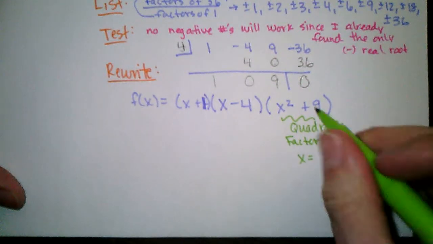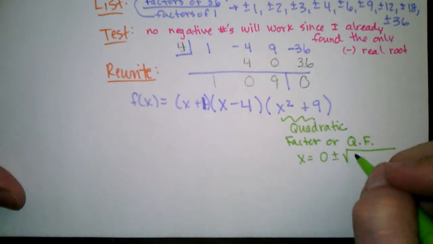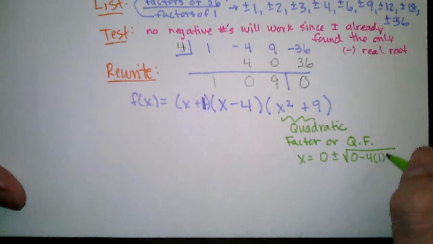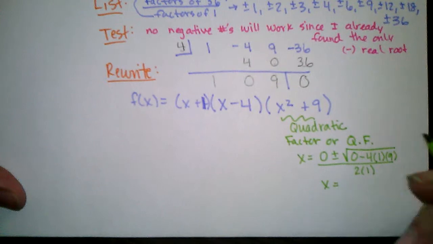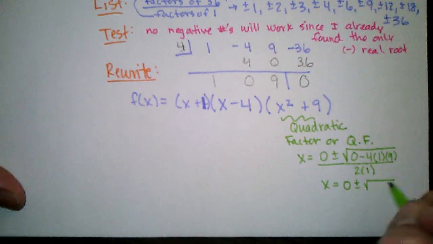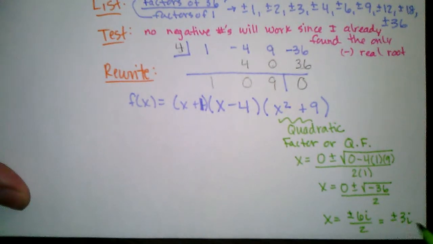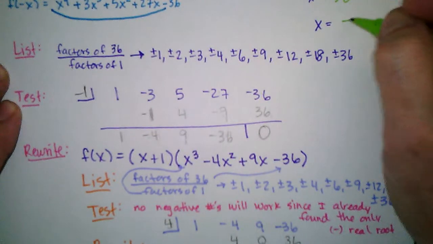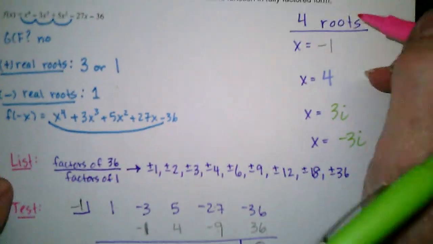We'd have x equals opposite of b. Well, b is 0, plus or minus square root of b squared, which is also 0, minus 4 times 1 times 9, and then all divided by 2 times 1. So x would equal 0 plus or minus square root of negative 36 over 2. So that's 0 plus or minus 6i over 2, which would be plus or minus 3i. So then my last two roots would be 3i and negative 3i. So there's all of my 4 roots, which was one of my questions, find all the roots.